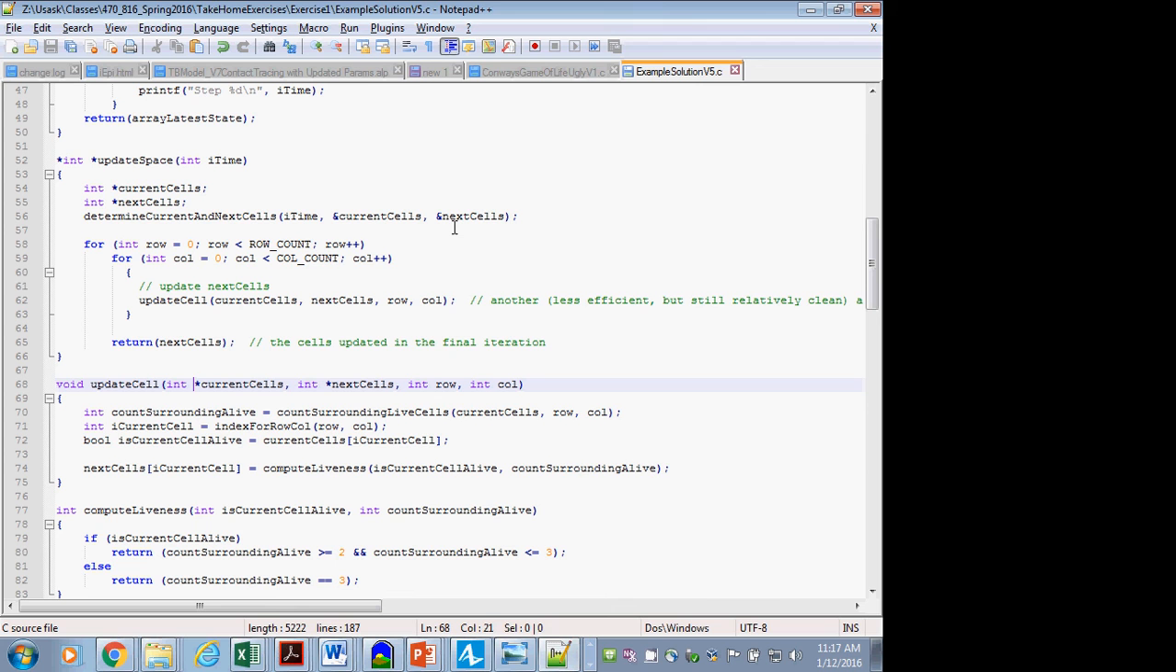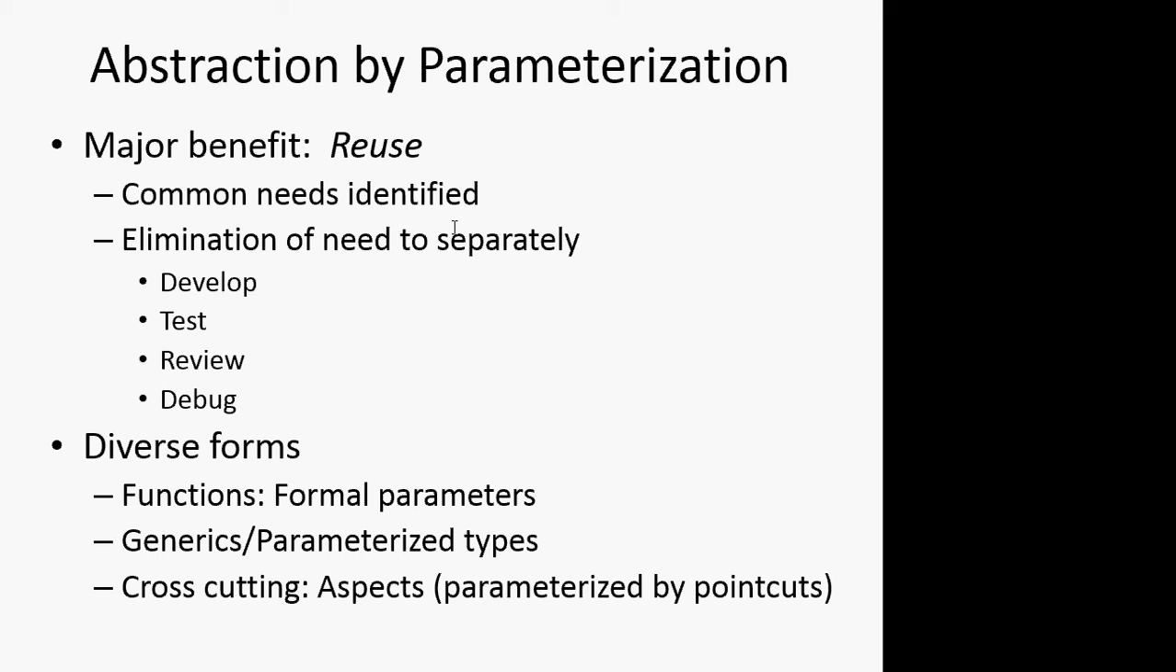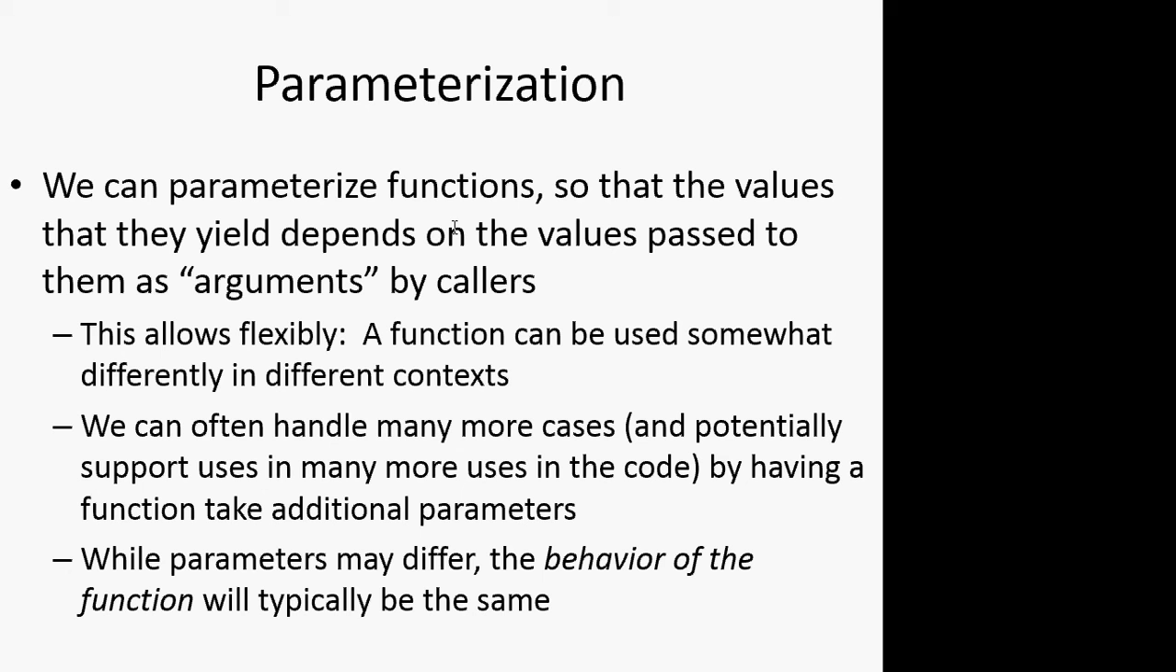These are an example of abstraction by parameterization. We can reuse that same code in many places with many different assumptions by passing it different arguments. Okay? So here, we could use the same function to do the update, no matter whether we run the scenario for 1,000 time steps or 1,000,000 time steps, we just give it a different value for its parameter.